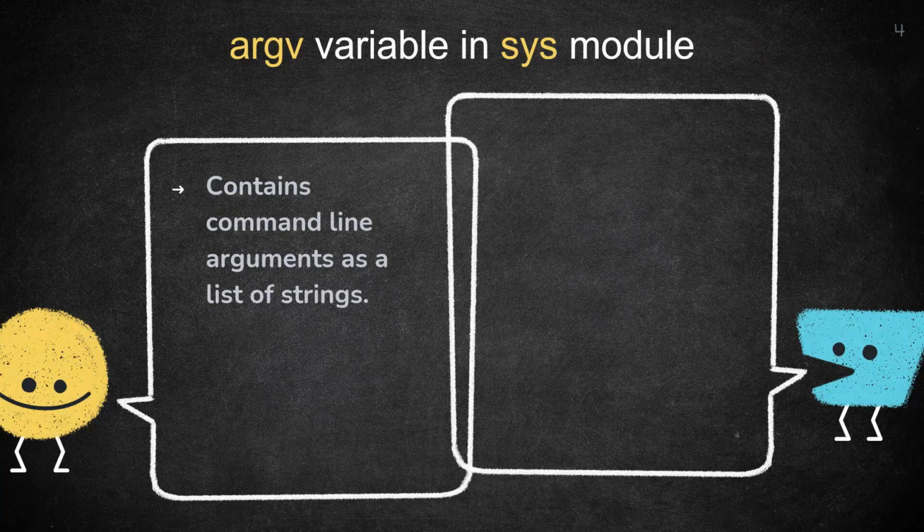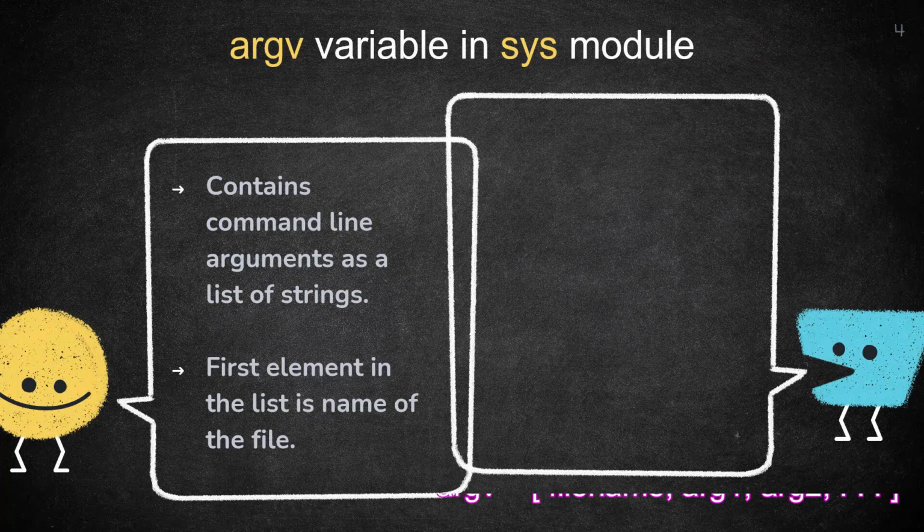As I mentioned earlier, this argv variable in the sys module contains all the arguments that we pass from the command prompt. It will contain those arguments as a list of strings. That means this argv variable is a list. That list will have strings. Those strings are nothing but the arguments that we pass from the command prompt.